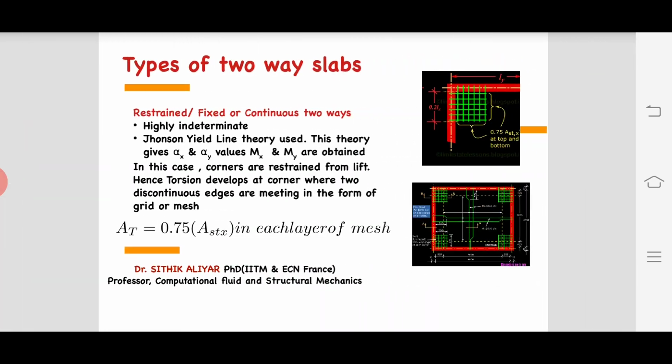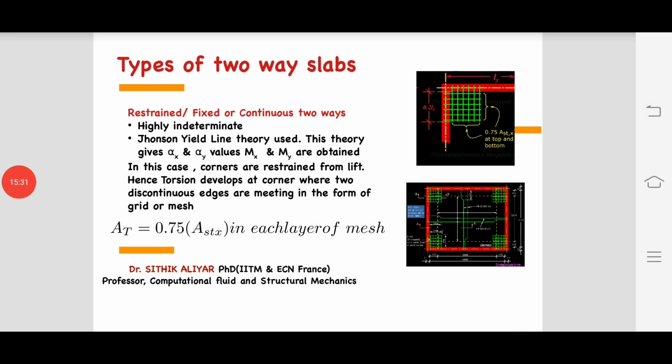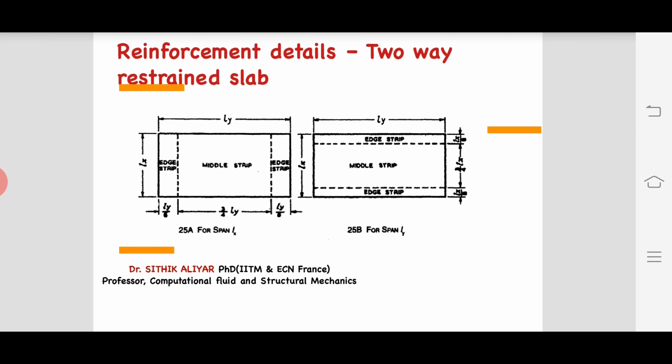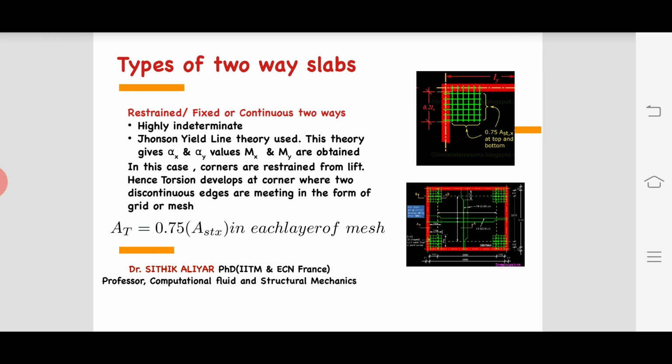Okay, so going to the next type of two-way slab, the next type is the restrained slab. I told you, right? The second type is restrained. I am restraining the four corners. This is based on Johnson's yield line theory. Exactly the same alpha x and alpha y. Here, alpha x and alpha y are based on beta x and beta y. This is taken from, I will tell you a little later. So the coefficients are a little different, but they will give you in the question.